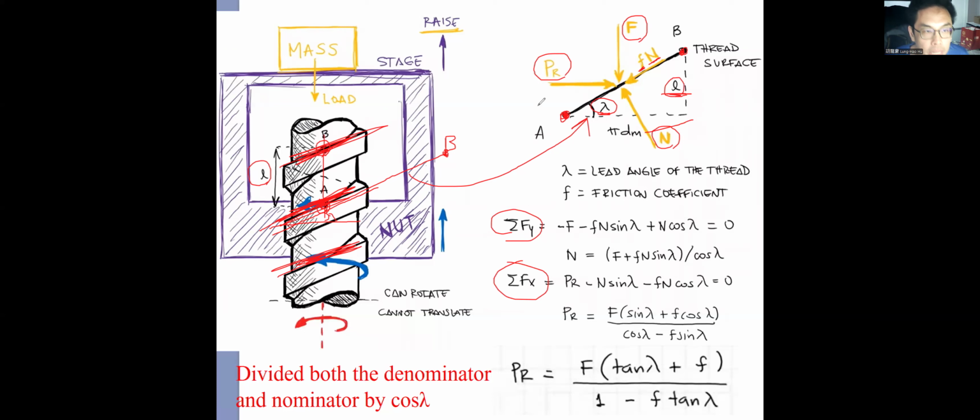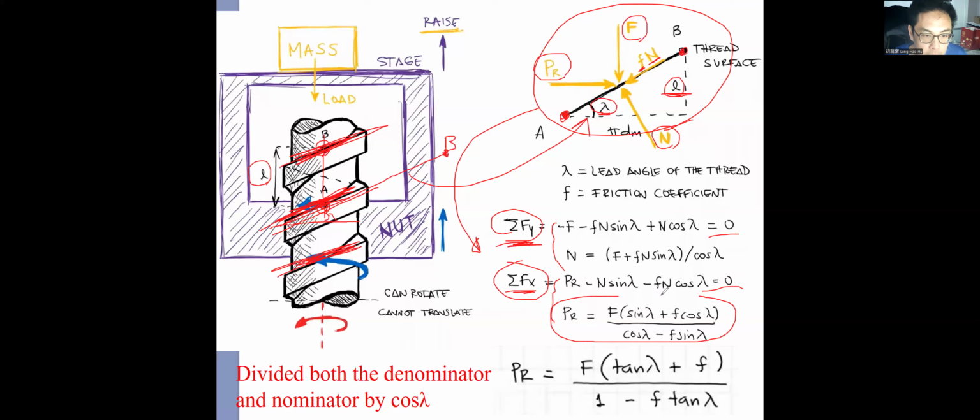From this free body diagram, we can figure out its equilibrium equations, sigma Fy and sigma Fx equal to 0. We can solve these equations, which is quite fundamental, and finally we get the PR. What is the PR? PR is the force required to lift, or raise, the mass or the load.